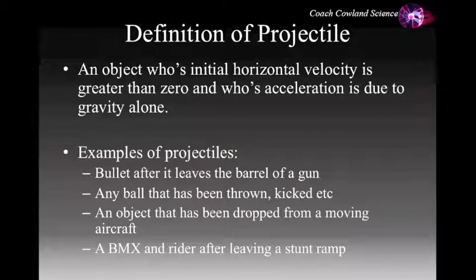The definition of a projectile is an object that has a horizontal velocity that is greater than zero and is only accelerated by the force of gravity. An example of a projectile could be a bullet after it leaves the barrel of a gun, a ball that has been thrown or kicked, an object that has been dropped from a moving aircraft. This is because the motion of the aircraft gives it the horizontal velocity. A BMX and rider after it's left a stunt ramp. These are all examples of projectiles, and there are many more.